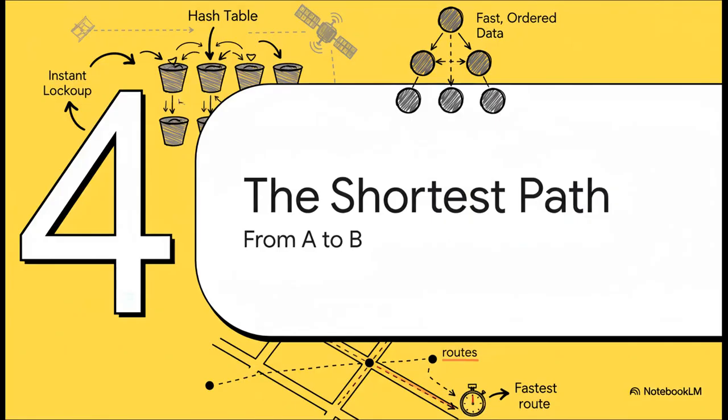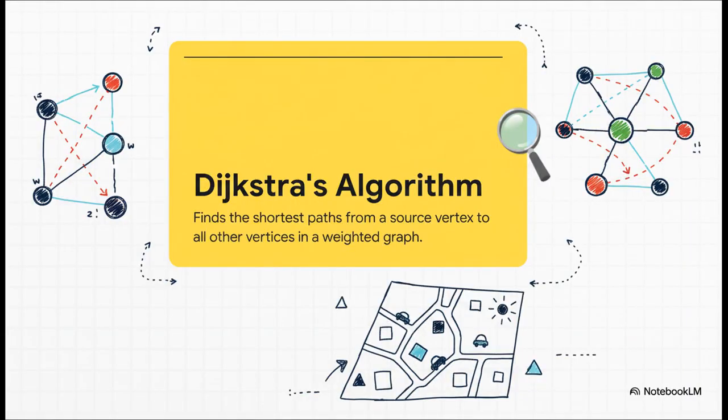All right, so let's recap. We've got instant lookups with hash tables. We've got fast sorted data with balanced trees. Now let's put it all together. Let's go all the way back to that first question, how in the world does your GPS find the fastest route? This is where we meet the master of the craft, Dijkstra's algorithm.